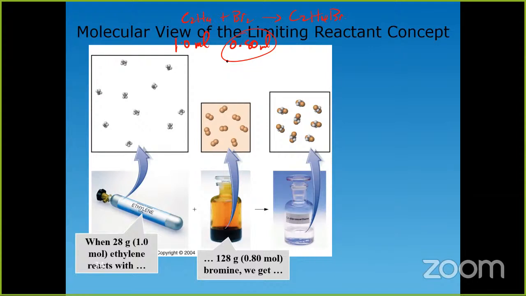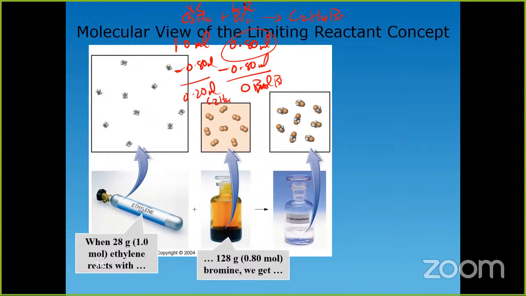So what does that mean? That means that all of this will be used up. So the change here will be minus 0.80 moles. All of this will be, well, not all of it, but 0.8 moles of this will be used up, right? So therefore, there'll be no bromine left. So there'll be 0 moles of bromine. But here, you're going to have 0.20 moles of C2H4. So that means that the bromine here is limiting. Bromine is a limiting reactant, and the ethylene will be the excess reactant.